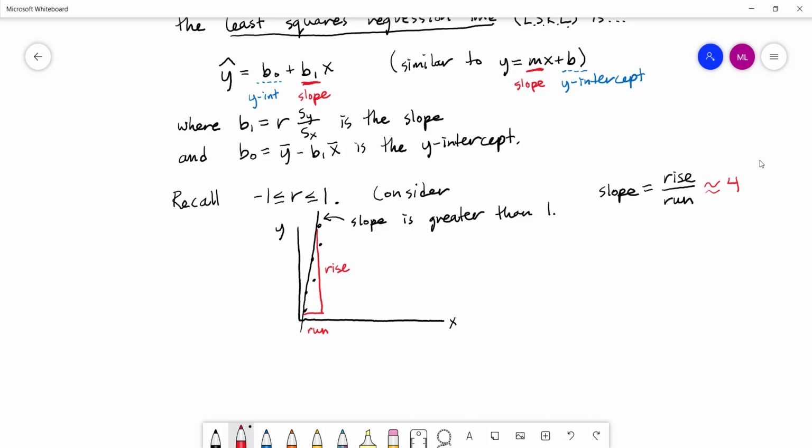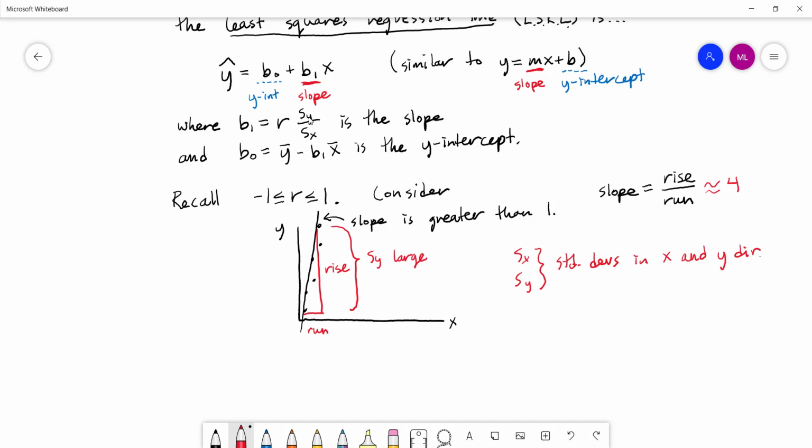So think about what these sx and sy represent. Remember, sx and sy are the standard deviations in the x and y direction. And what does standard deviation measure? What is it a measure of? It is a measure of how spread out the data is. So if I look at this, the spread of data in the y direction is pretty big. Sy is large.